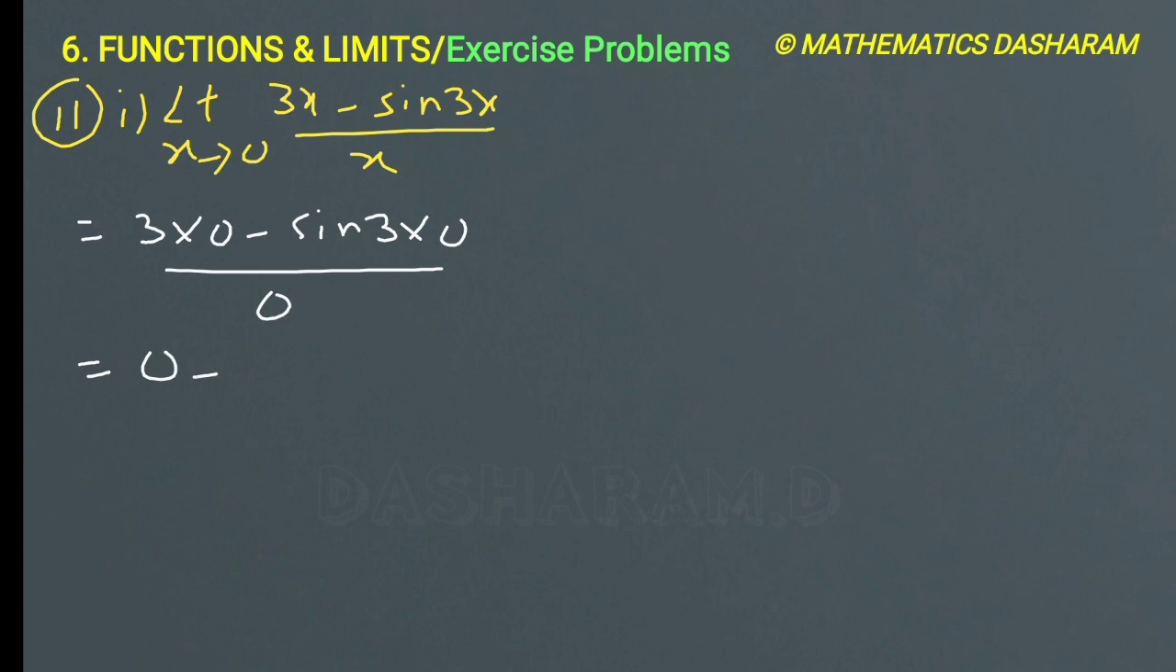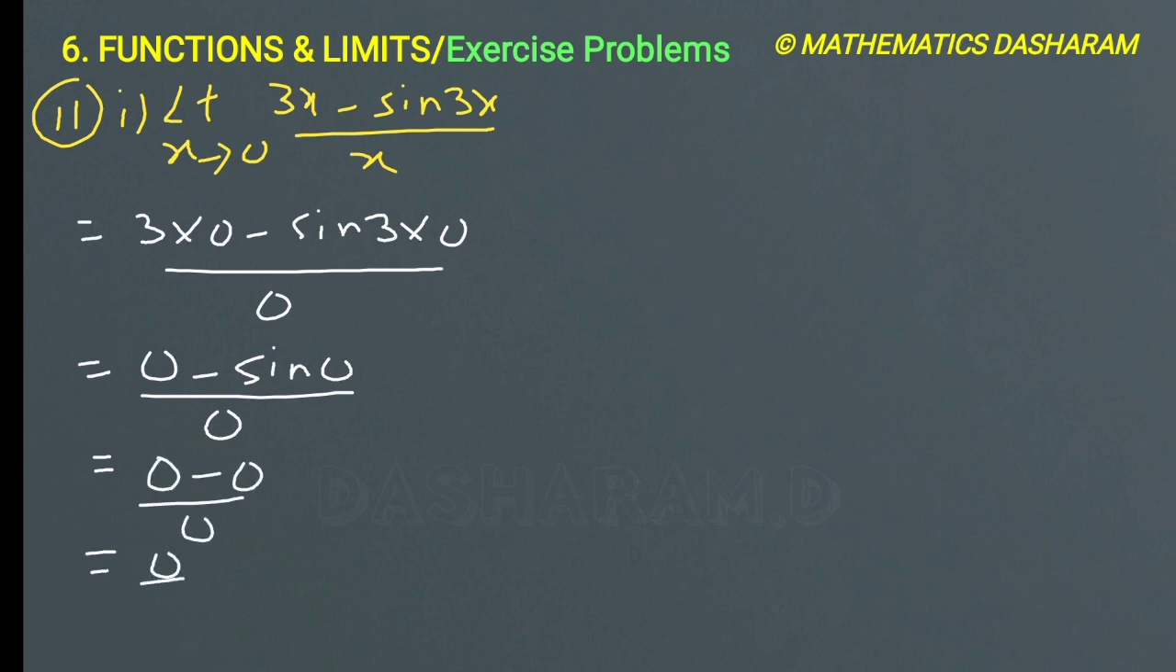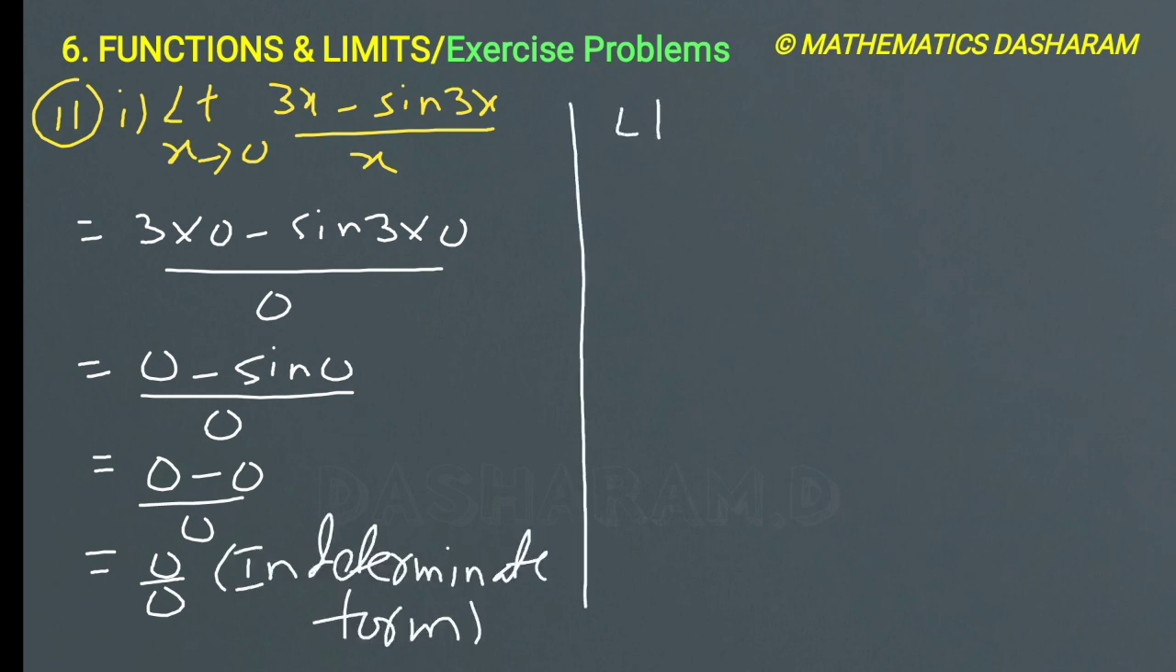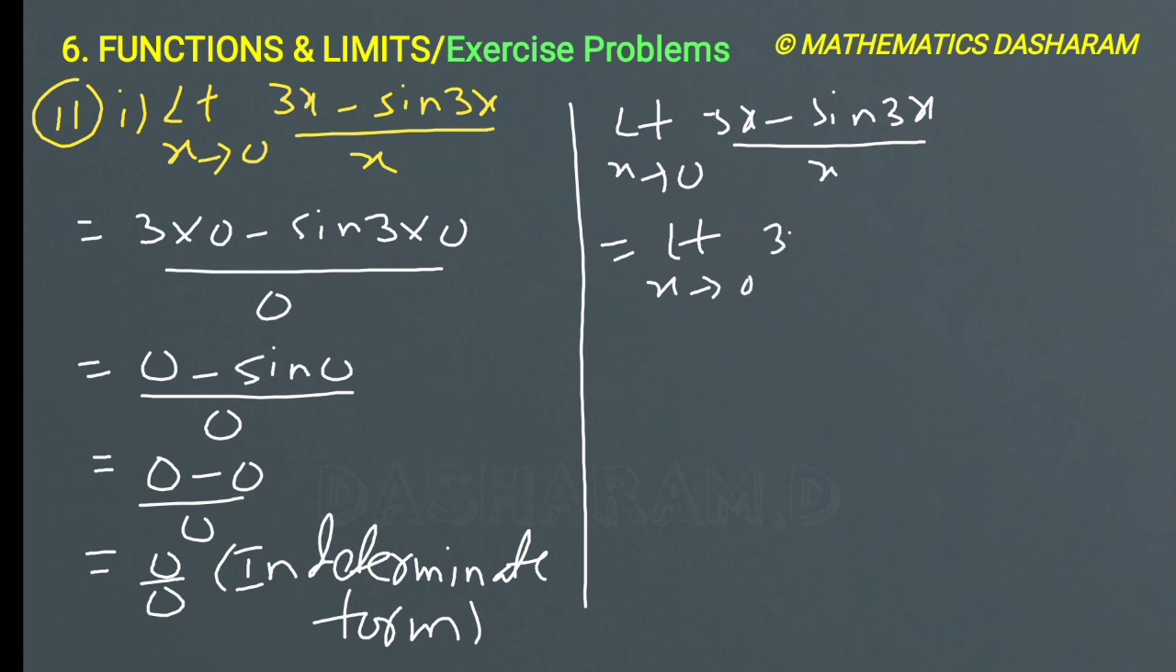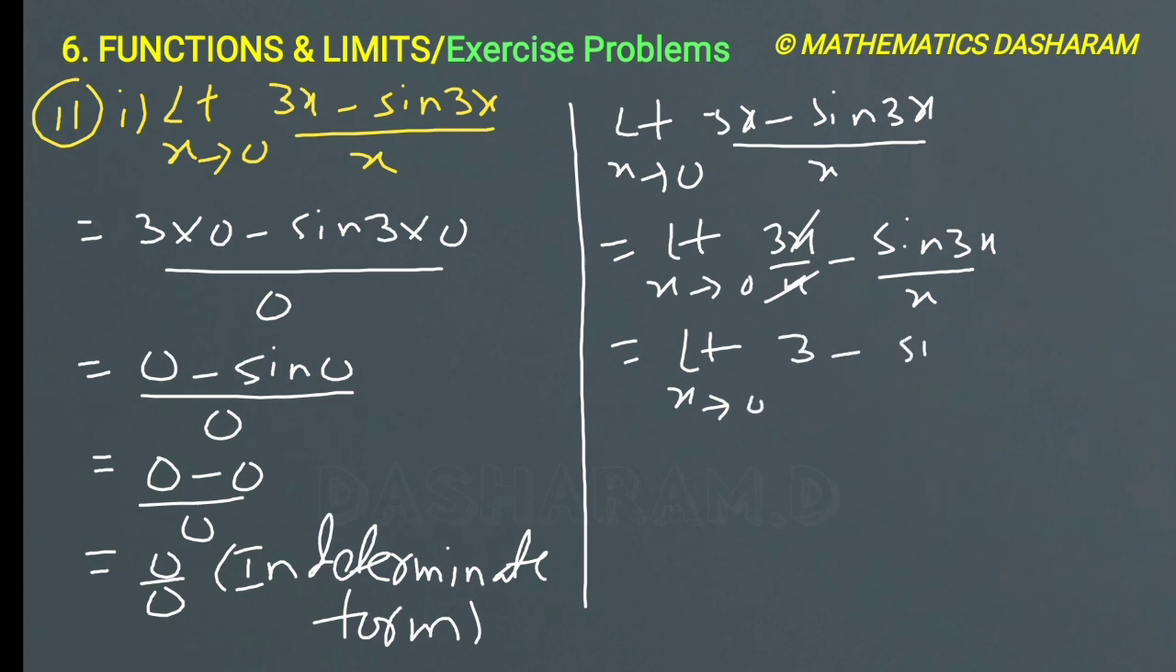So 3 into 0, 0 minus sin 3 into 0 is 0 by 0. So 0 minus sin 0 is 0. So it is equal to 0 by 0, so it is an indeterminate form. So limit x tends to 0 of (3x minus sin 3x) divided by x. Split into two fractions here: 3x by x minus sin 3x by x. Here x cancels. Limit x tends to 0 of 3 minus sin 3x by x.